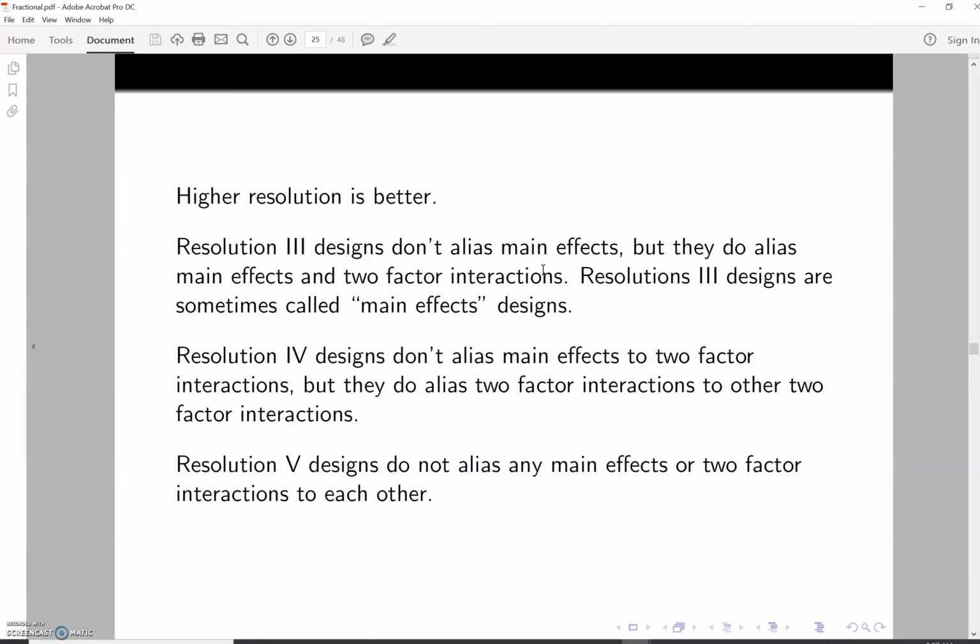So maybe 4 is going to be more important to investigate for designs where you know you want to be able to fully identify all the main effects independent of the two-way interactions. Then resolution 5 level do not alias any main effects or two-factor interactions to each other, but these can become very complicated, the resolution 5 designs.